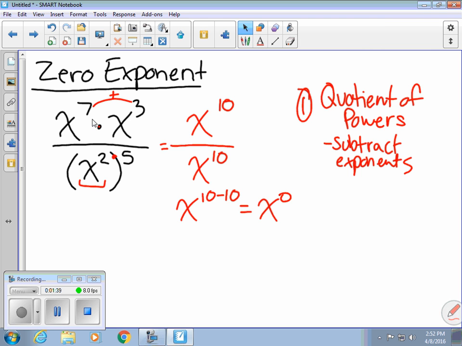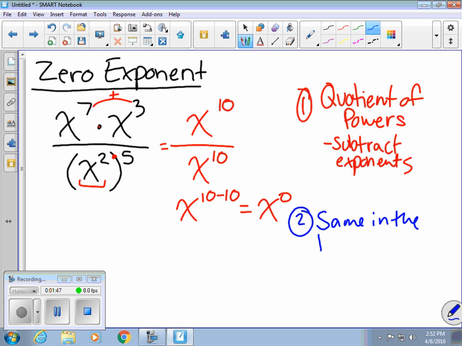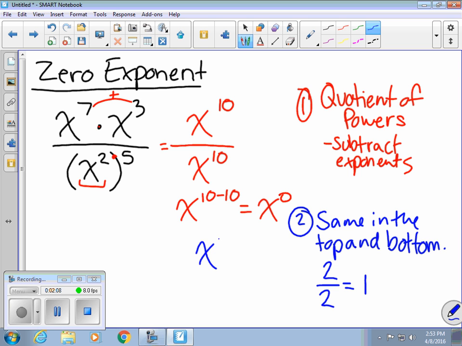Now, the second train of thought that you might have is, well, wait a minute. It's the same in the top and in the bottom. For example, if I have 2 over 2, it's the same in the top as it is in the bottom. And if I think 2 divided by itself, 2 divided by 2 is equal to 1. And so if I have x to the 10th divided by x to the 10th, it's also equal to 1.